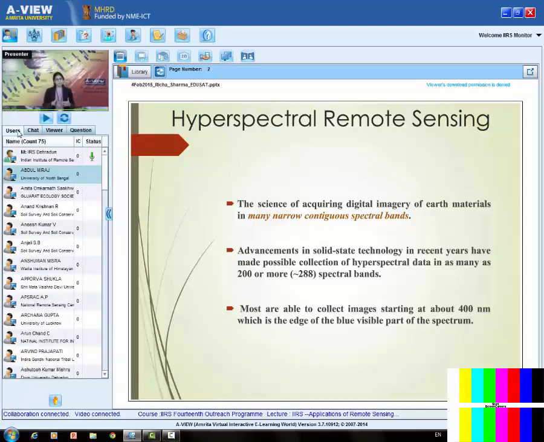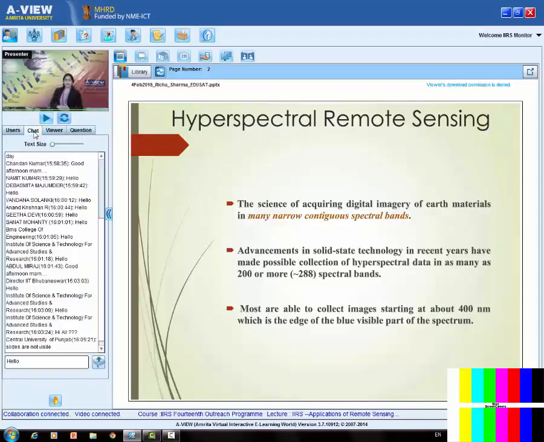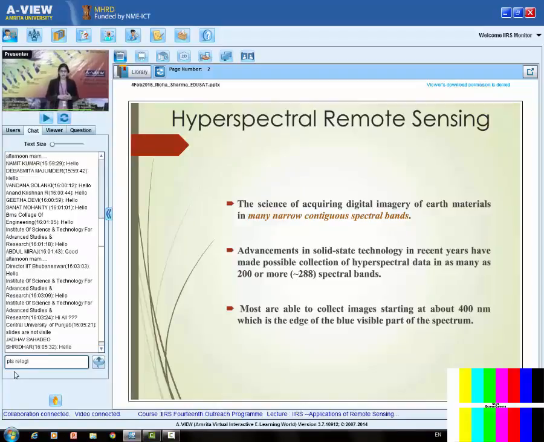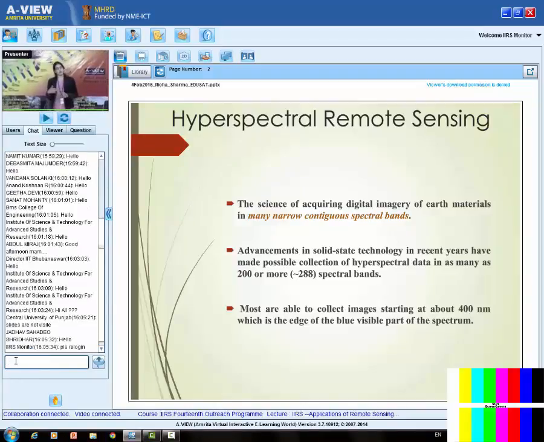For the hyperspectral analysis, two things are very necessary. The number of bands should be more, they should be continuous, or contiguous, and the bandwidth of those should be very narrow. With the advancement in solid state technology in recent years, we are now able to collect hyperspectral data in as many as 200 or more bands.